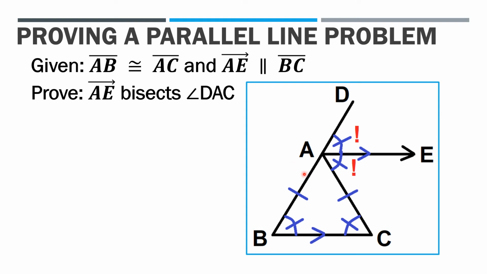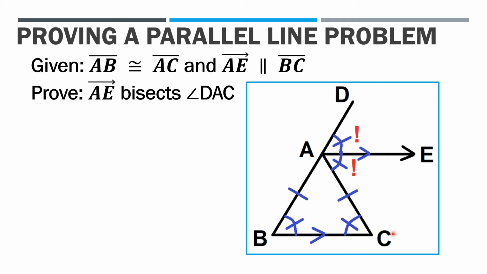We need to prove that ray AE bisects angle DAC. This implies that we need first to prove that angles DAE and EAC are congruent, which is the definition of bisect. In order to prove that angles DAE and EAC are congruent, observe that corresponding angles DAE and ABC are congruent because ray AE and line segment BC are parallel.